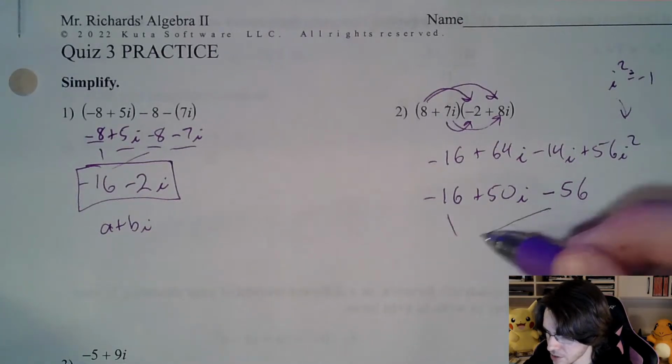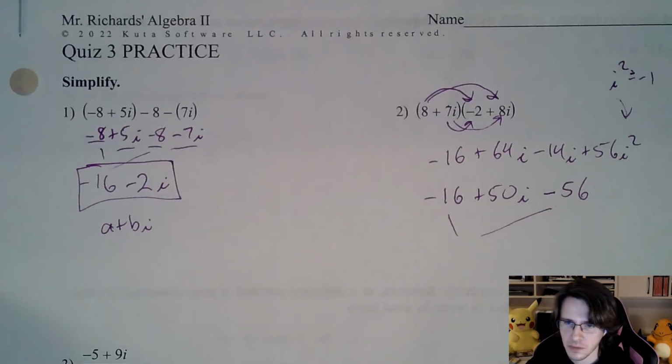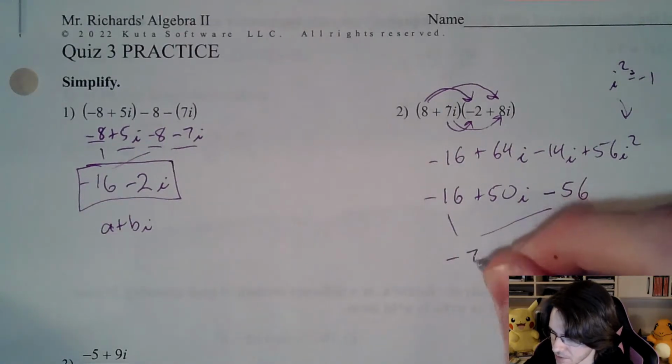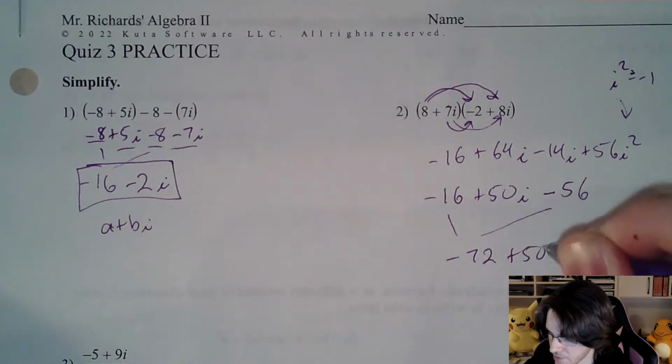Then we just got to add like terms. And again, make sure you write in A plus BI format. So we're going to write these guys first. That's going to be -72 plus 50I.